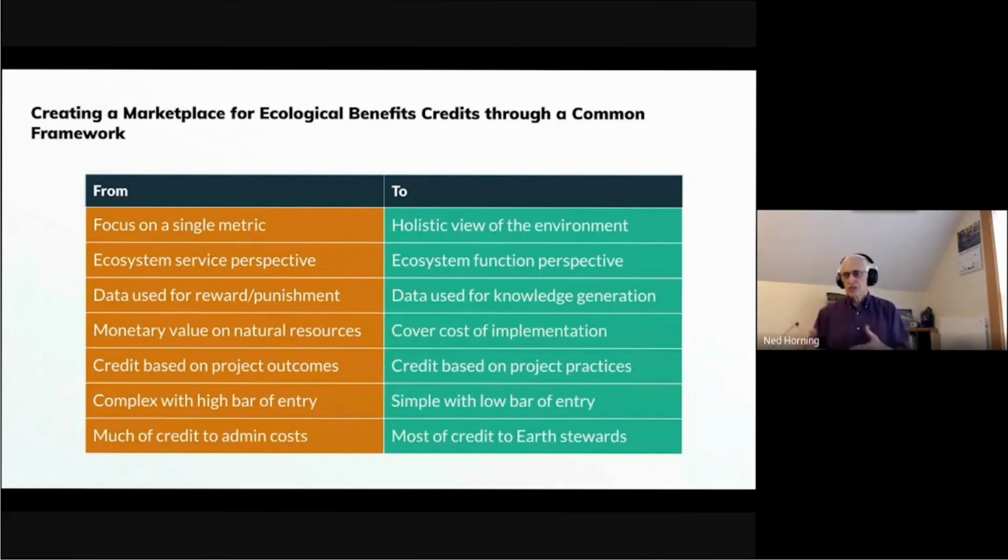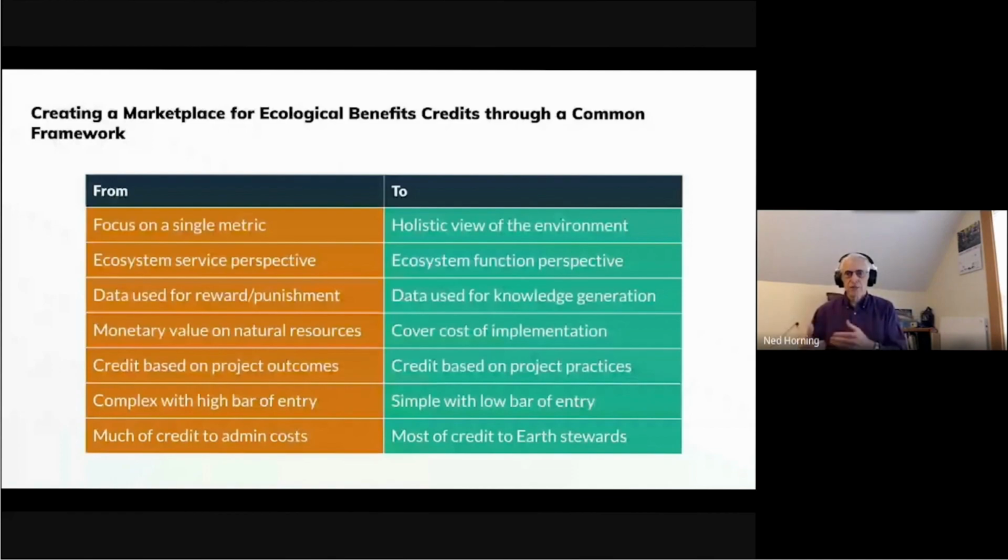That we just want to have good functioning ecosystems. It's not so important what we're getting from these ecosystems. It's just important that these ecosystems function very well. We're shifting this idea of the data is used to put a price on a credit, and that's basically a reward and punishment system. We want to use data.